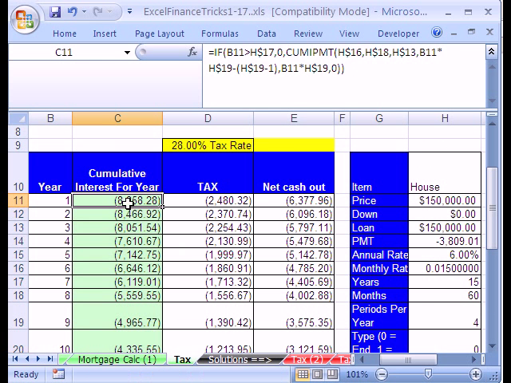So that's how to use the CUMIPMT to calculate cumulative interest for a year, and then a little tax and cash flow analysis.